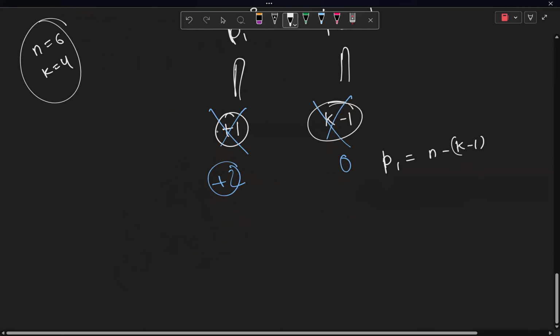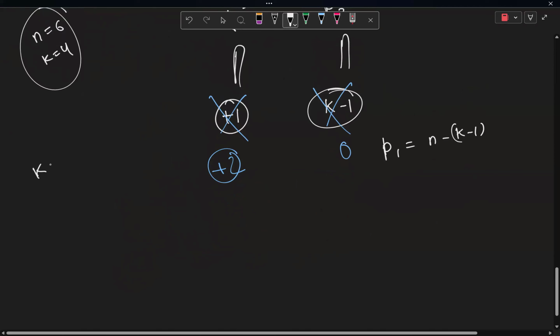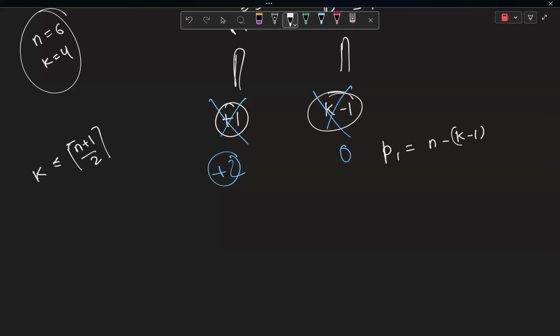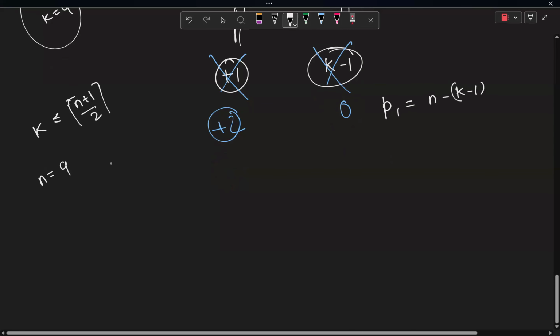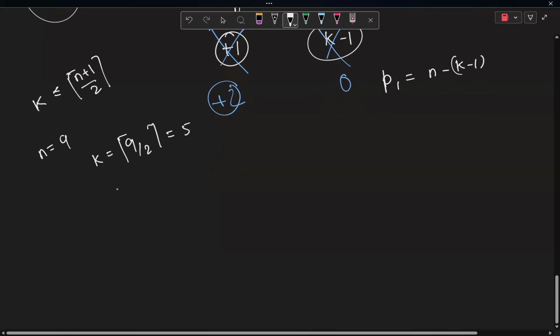I had tried out these cases also, and there I came up with the conclusion that if k is less than or equal to n plus 1 by 2 ceil division, basically something like n equal to 9 and k equal to 9 by 2 ceil division, which is coming up to be 5. Till this point, if k is smaller than or equal to this, it is simple for me.